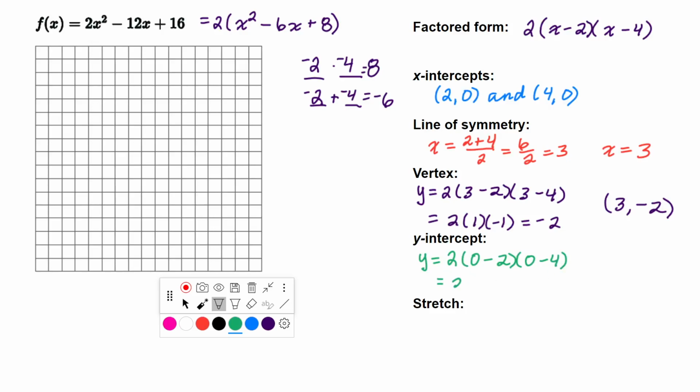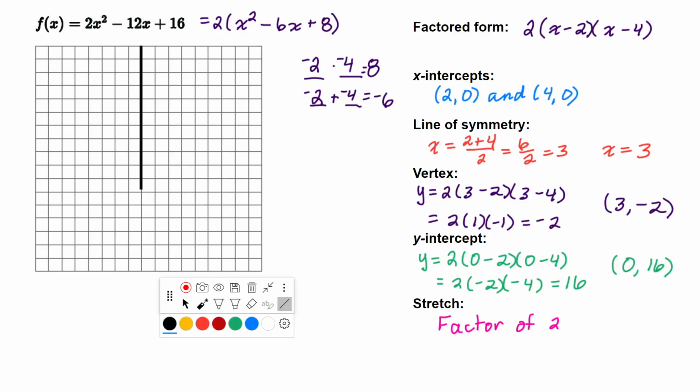For the y-intercept, replace x with 0. So we have 2 times negative 2 times negative 4, which is going to be a positive 16. So a y-intercept at 0, 16. And we have a stretch by a factor of 2. So let's draw our axes.